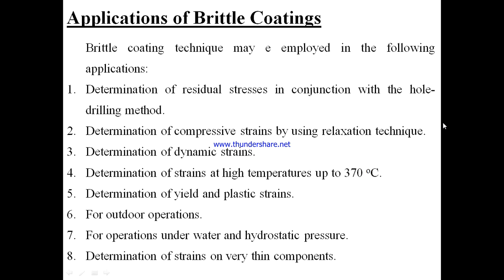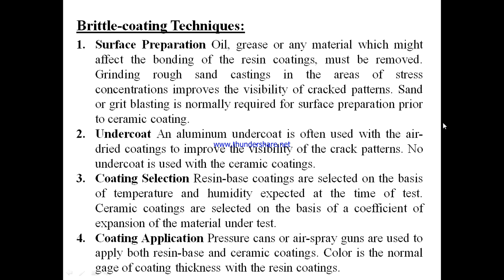Before moving on to advantages and applications, we will see the brittle coating technique. There are some 10 steps. First, we should prepare a surface, that is our surface preparation, and we have to coat, which is called the undercoat. Then we have to select the coating material. Then how we should apply that coating comes in the next step.